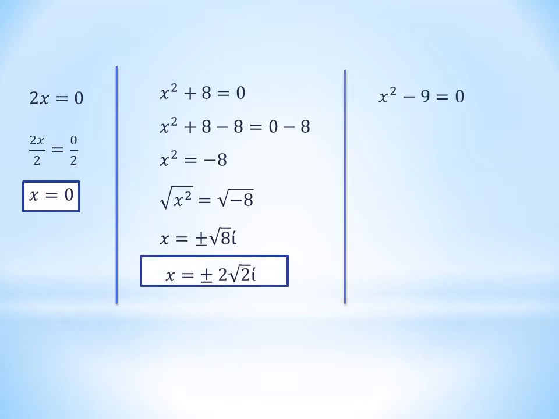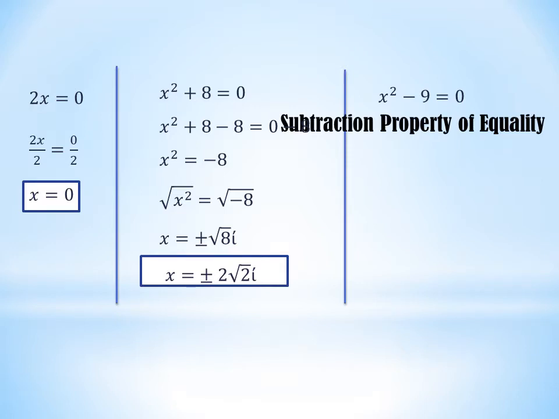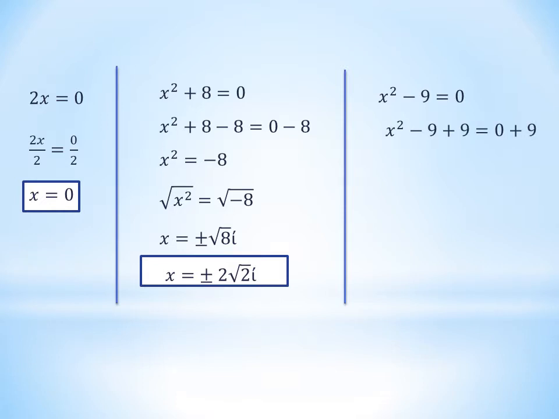For our third factor, we have x squared minus 9 equals 0. The same as our previous factor, we will use the subtraction property of equality to find the value of x. So that becomes x squared minus 9 plus 9 equals 0 plus 9.